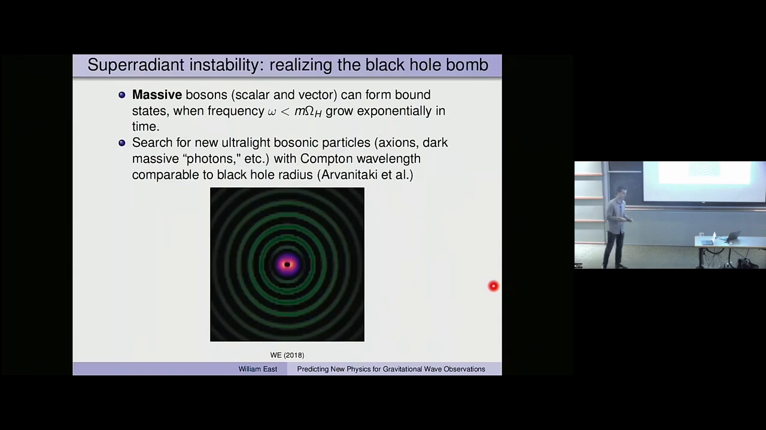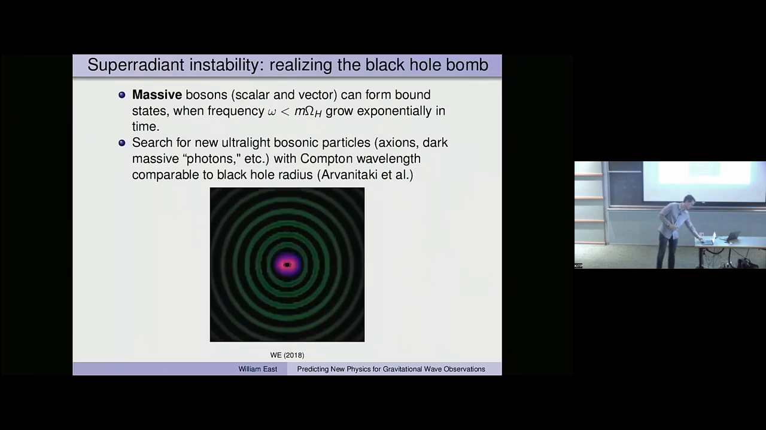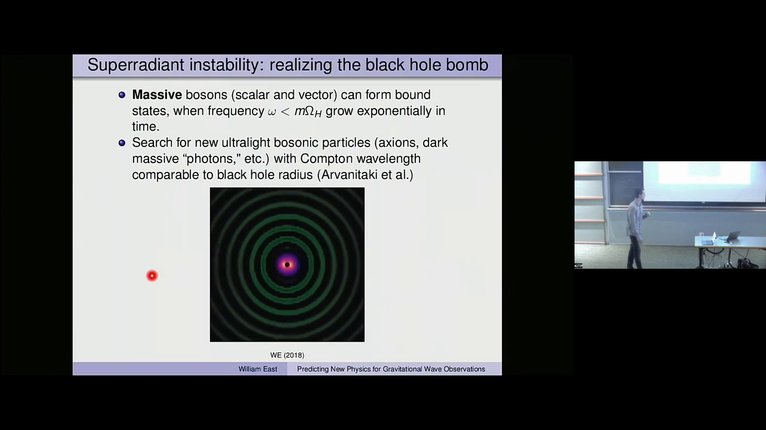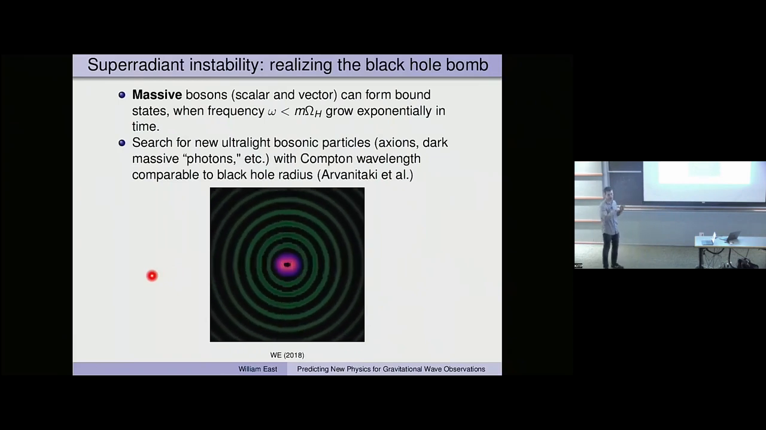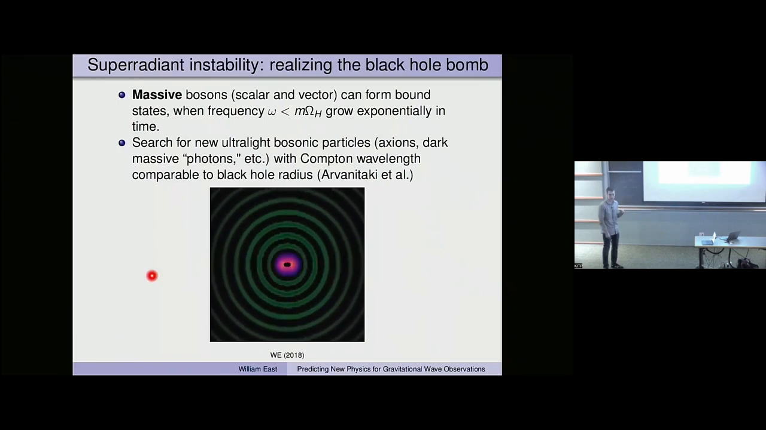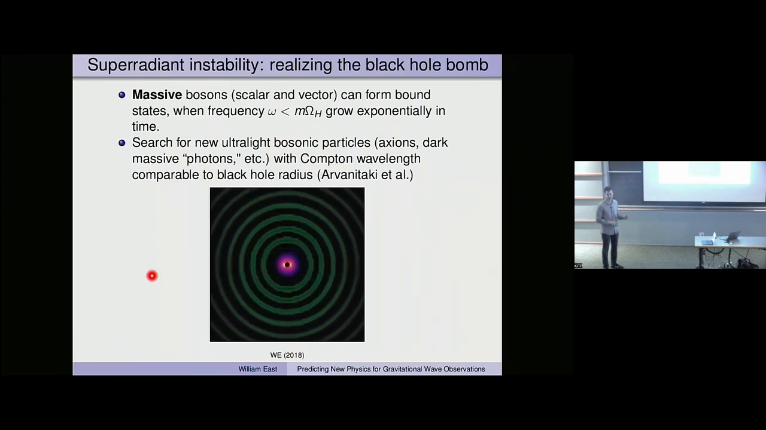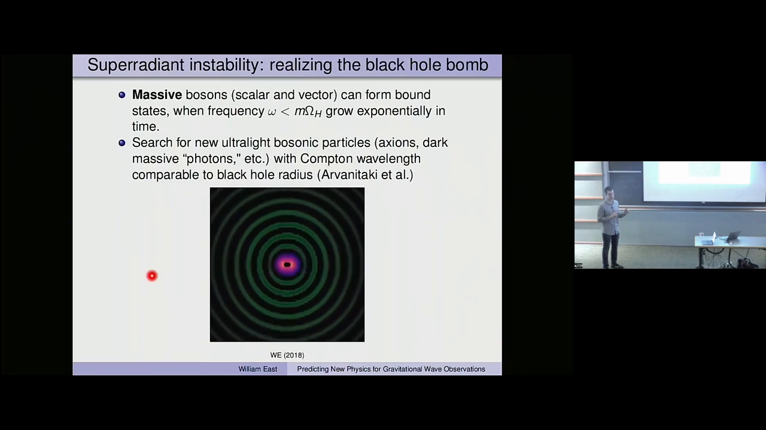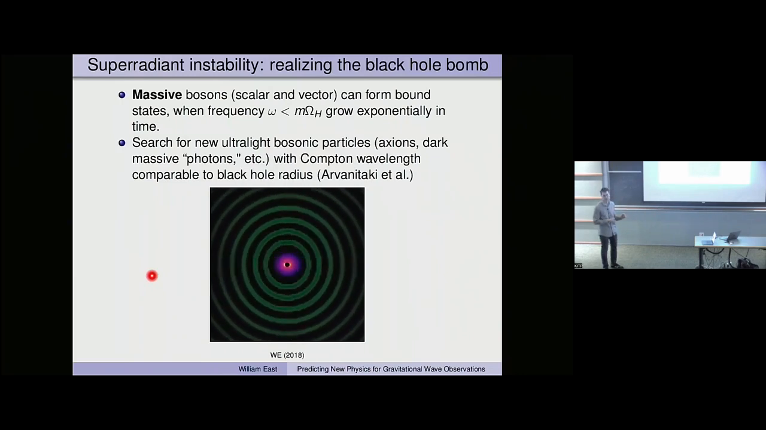And so at saturation, you have this oscillating cloud around the black hole, and it will produce gravitational waves. This is an animation from a simulation showing this nonlinear saturation and resulting gravitational radiation. You can see the gravitational waves are pretty simple. They're almost monochromatic, and the amplitude is very slowly changing.